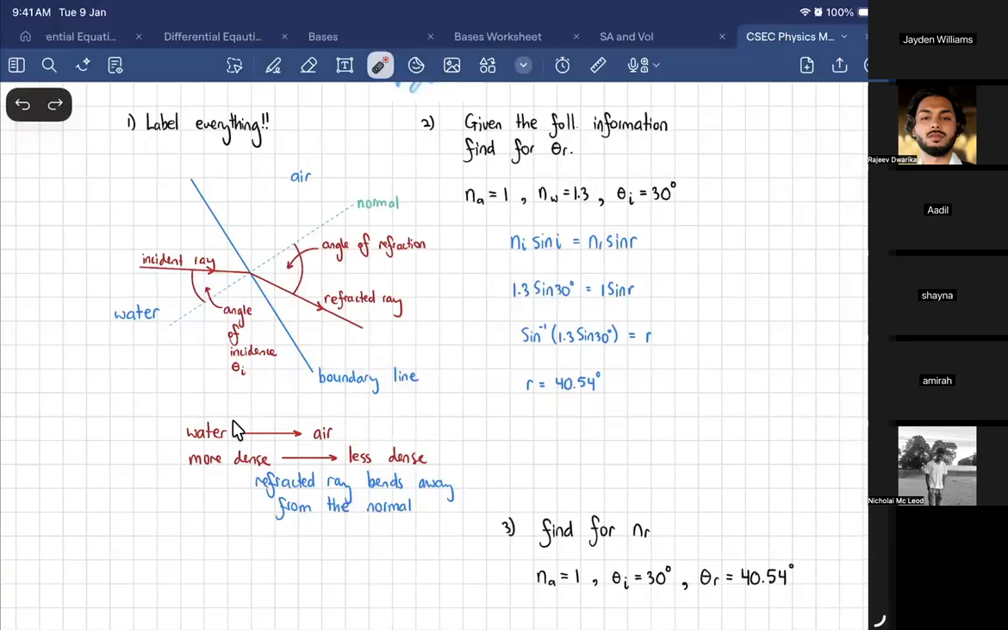The formula is Ni sine I is equal to Nr sine R. Right. What does N stand for? Refractive index. Right. So Ni means the refractive index for the incident ray. Wherever the incident ray is, you're gonna use that refractive index. So Adele, when you look at the diagram, where is the incident ray? Where is it?